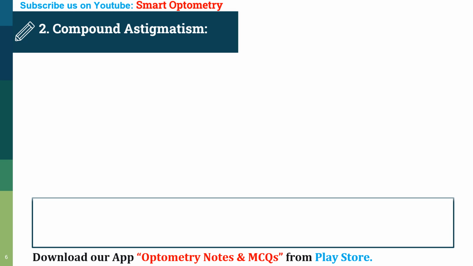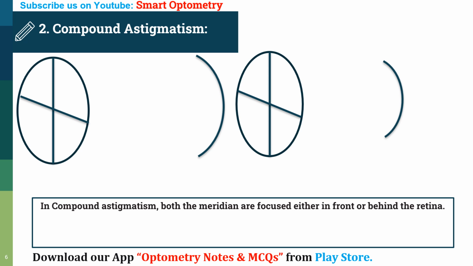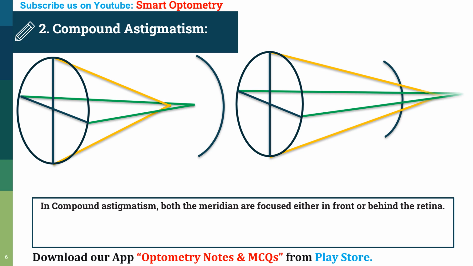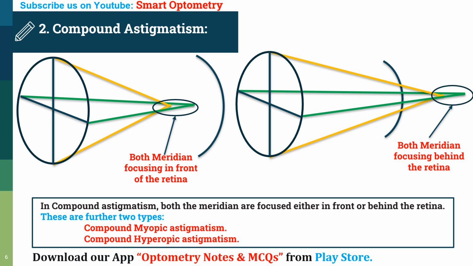Now compound astigmatism. In compound astigmatism, both the meridians are focused either in front of or behind the retina. Here in this figure you can see both the meridians focusing in front of the retina. And in this figure you can see both the meridians are focusing behind the retina. Compound astigmatism can be further divided into two types: compound myopic astigmatism and compound hyperopic astigmatism.